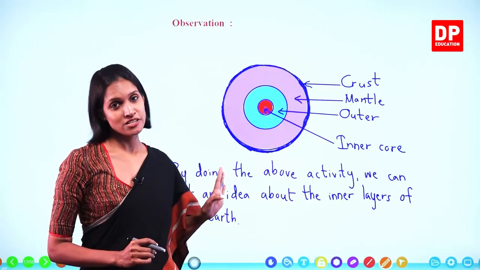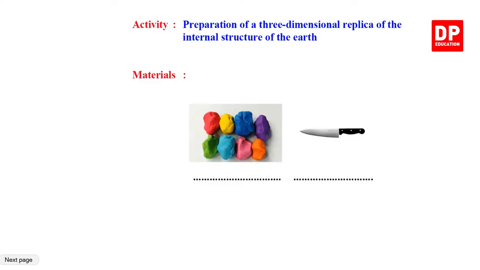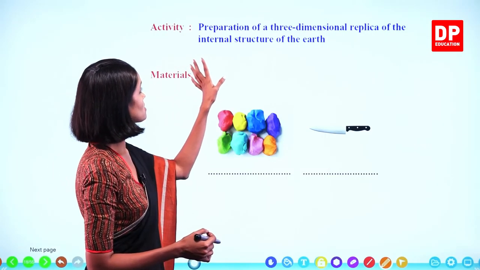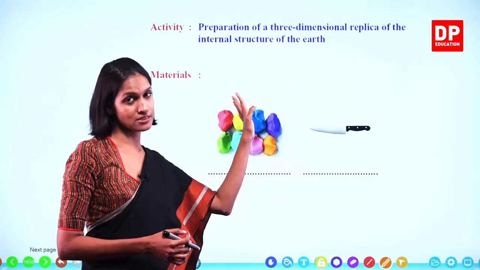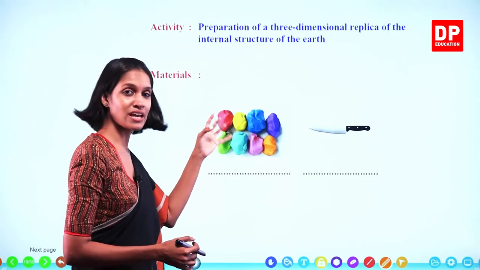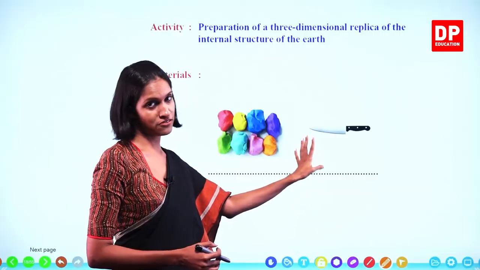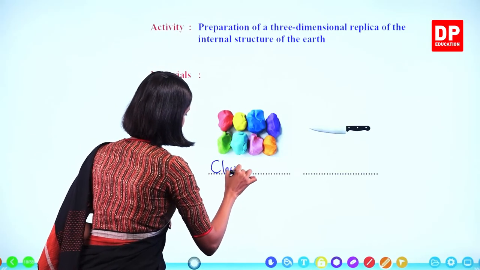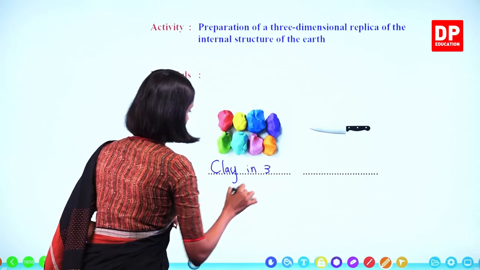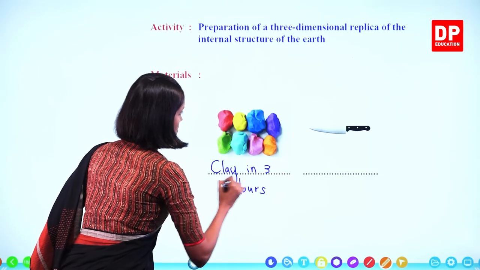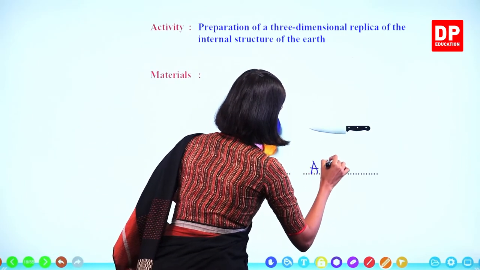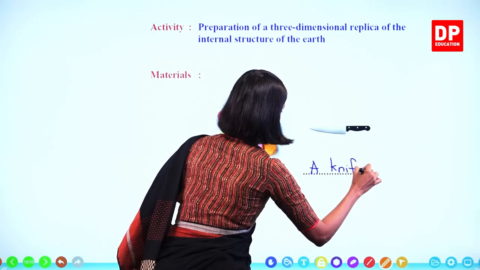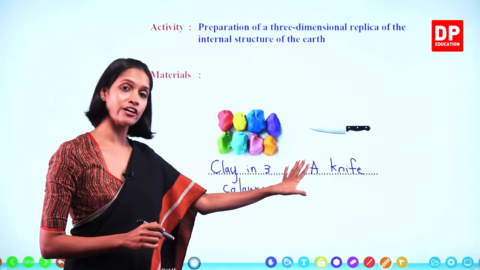We have another interesting activity to do next, right? So this activity is similar. Earlier we made a 2D structure. This is a 3D structure we are going to make now, right? Preparation of a three-dimensional replica of the internal structure of the earth. So what do we need? We need Play-Doh or clay in three colors, and then we need a knife. That's it, right? Let's write. Colors. A knife. We need clay in three colors and a knife, okay?